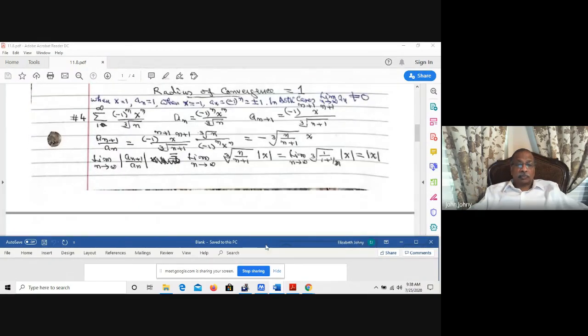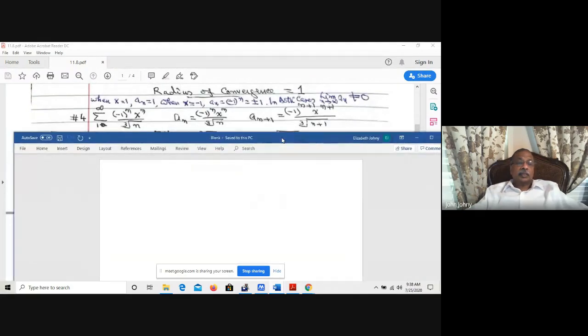Question number 4 from the textbook. Sigma from 1 to infinity, meaning n varies from 1 to infinity, (negative 1) to the power of n, x to the n, whole divided by the cube root of n. So a_n is equal to (negative 1) to the power of n, x to the power of n, divided by the cube root of n. a_(n+1) is equal to (negative 1) to the power of n plus 1, x to the power of n plus 1, divided by the cube root of n plus 1.